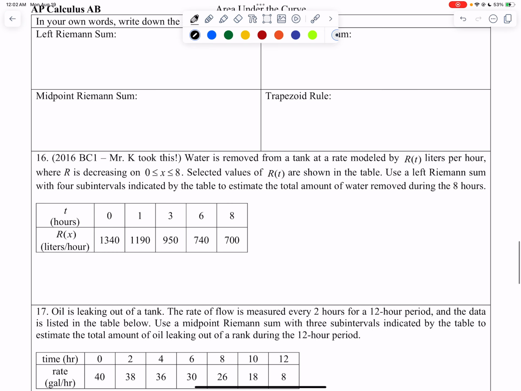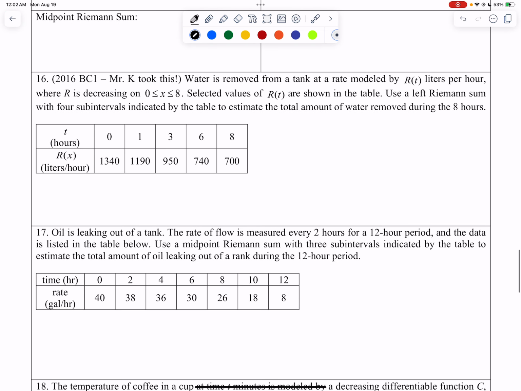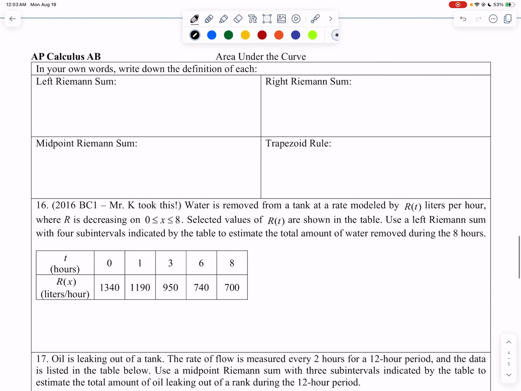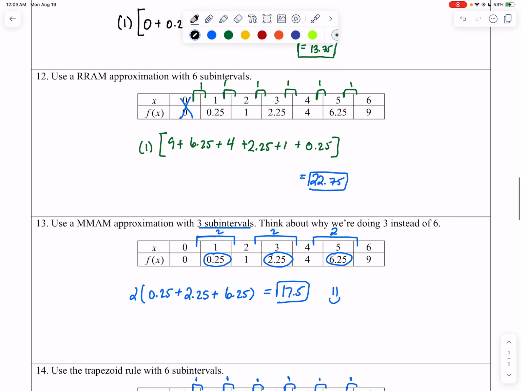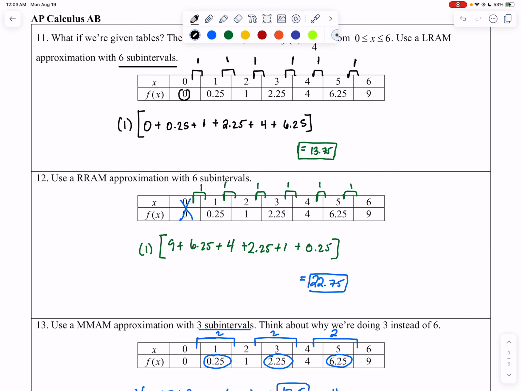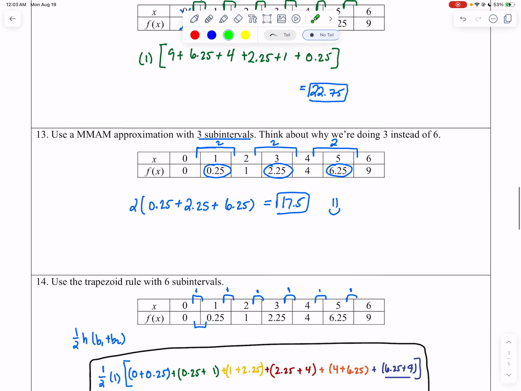So let's look at number 16. Based off of what we learned here, you should be able to give me definitions of a left Riemann sum, a right Riemann sum, a midpoint Riemann sum, and the trapezoid rule based off of our approximations that we did in this video and in the previous video. But now we're going to do some more practice in terms of Riemann sums. Now, notice how here our Riemann sums were kind of easy peasy lemon squeezy because my subintervals were always the same. It was always 1, 1, 1, 1, 1, 1. That might not be the case.